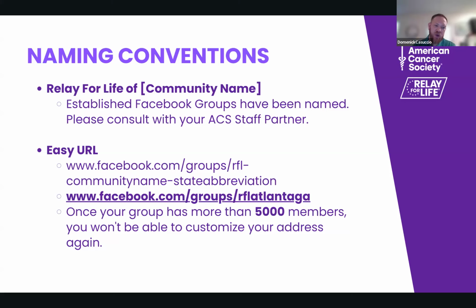Another great option with Facebook groups is to have an easy URL. We have a naming convention of facebook.com/groups, and then it's typically RFL, the community name, and then the state abbreviation. I gave an example of Relay for Life Atlanta GA here. One thing to note is once your group has more than 5,000 members, you won't be able to customize your address again. You can customize it multiple times until you reach that 5,000 member threshold, and then you won't be able to change it.